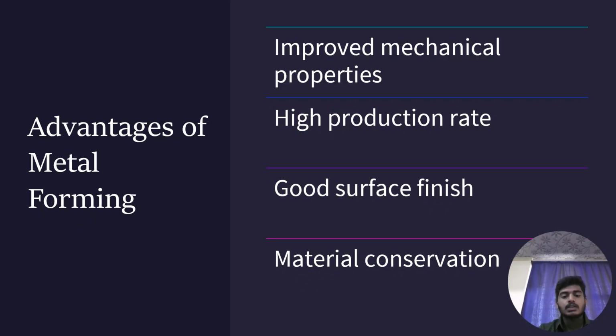Good surface finish means the process can create parts with a smooth and precise surface, often reducing the need for additional finishing operations. Material conservation means metal forming processes typically produce less waste compared to material removal processes like machining, as the material is reshaped rather than cut away.